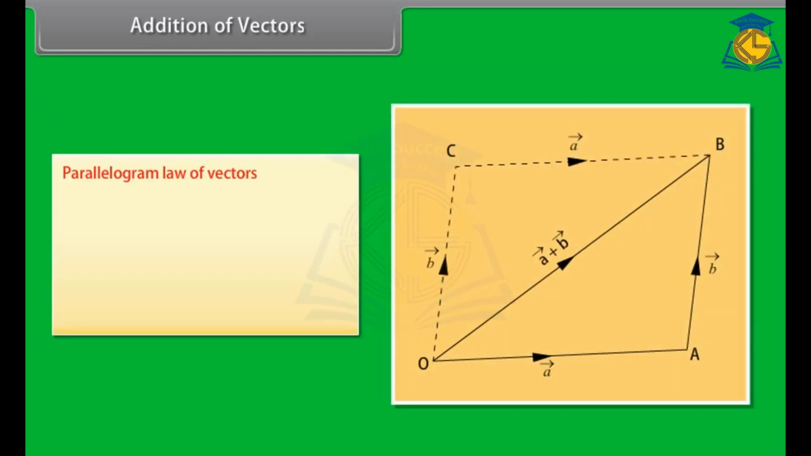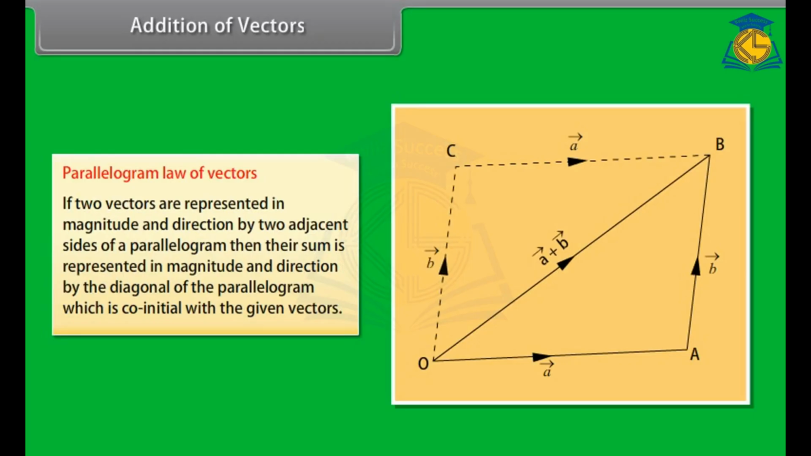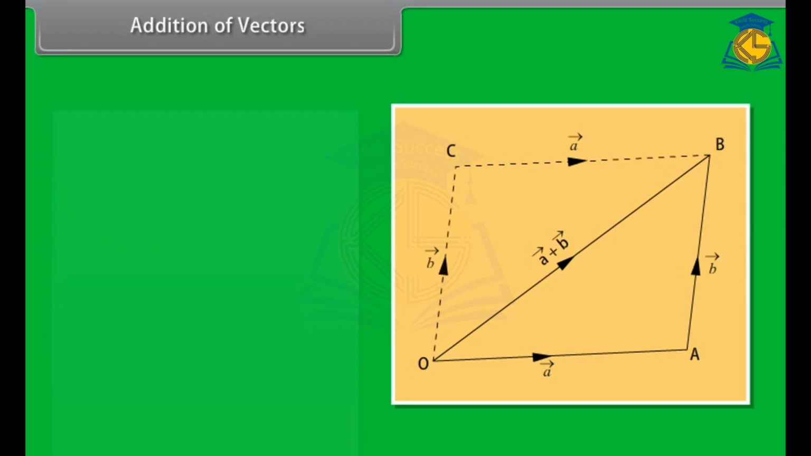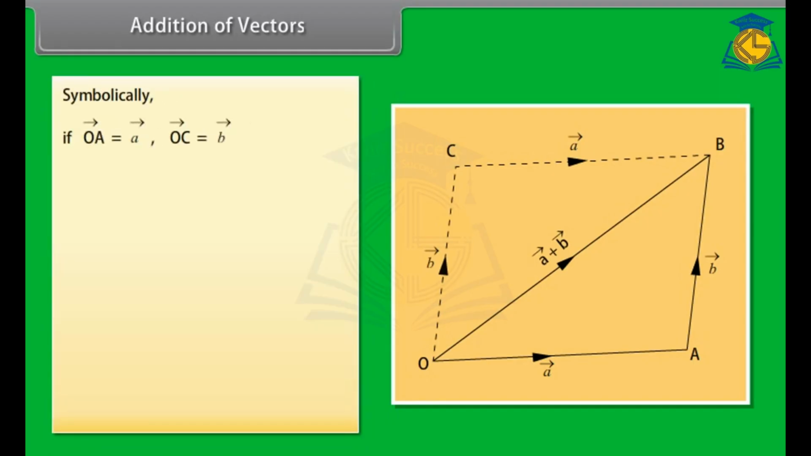Parallelogram law of vectors. If two vectors are represented in magnitude and direction by two adjacent sides of a parallelogram, then their sum is represented in magnitude and direction by the diagonal of the parallelogram, which is co-initial with the given vectors. Symbolically, if vector OA equals vector A, vector OC equals vector B, then vector OA plus vector OC equals vector OA plus vector AB equals vector A plus vector B equals vector OB. Therefore, vector OC equals vector AB.